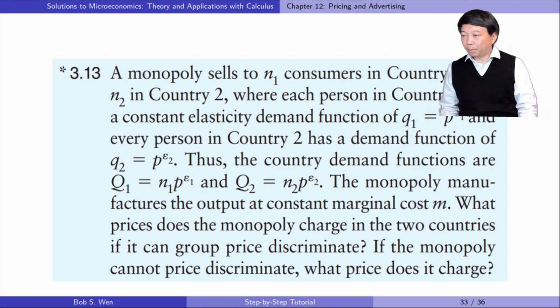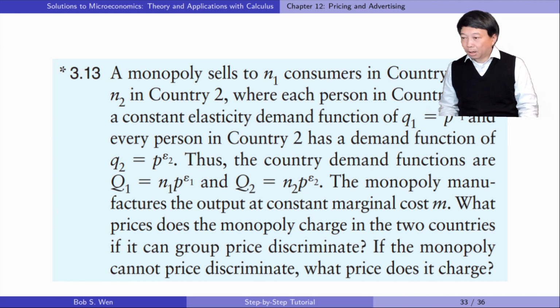Let's do exercise 3.13. A monopoly sells to N1 consumers in country 1 and N2 in country 2, where each person in country 1 has a constant elasticity demand function of Q1 equals P to the power epsilon 1, and every person in country 2 has a demand function of Q2 equals P to the power epsilon 2. Thus, the country demand functions are Q1 equals N1 times P to the power epsilon 1 and Q2 equals N2 times P to the power epsilon 2.